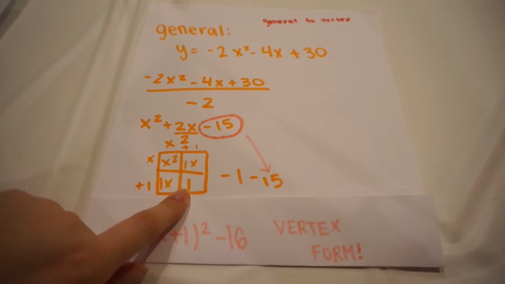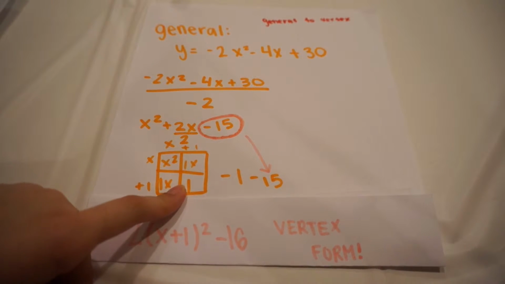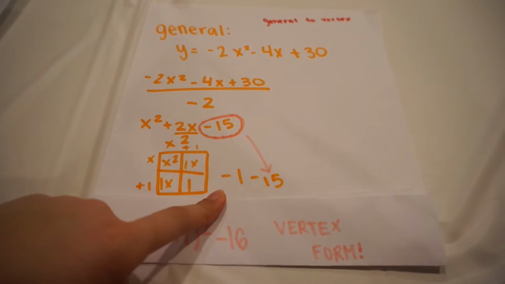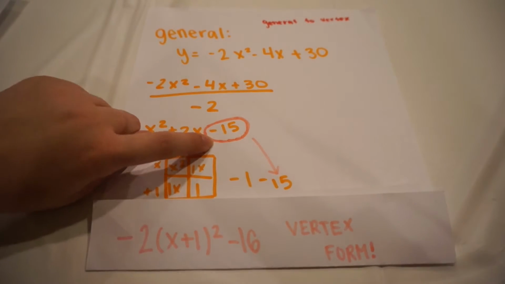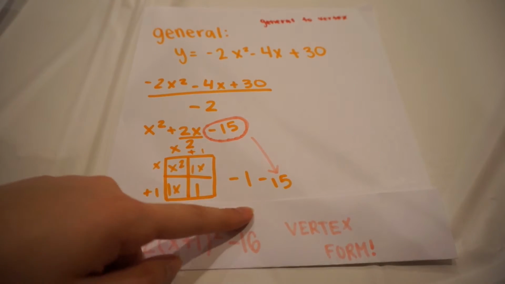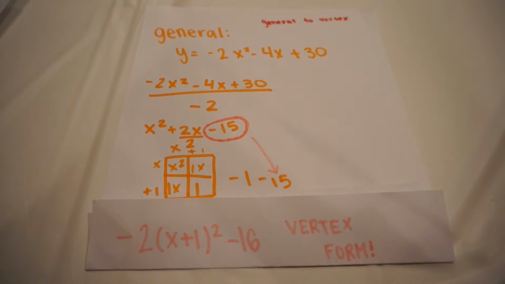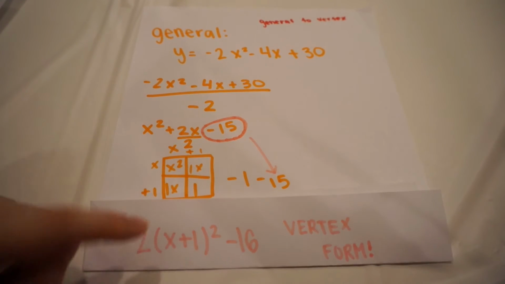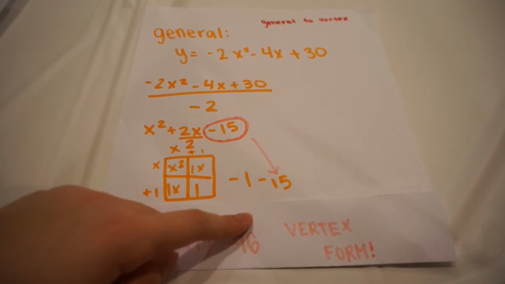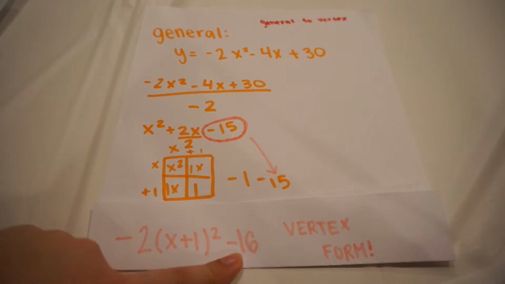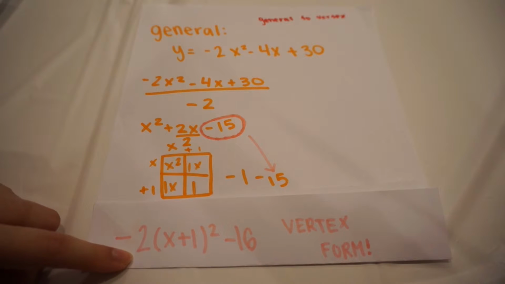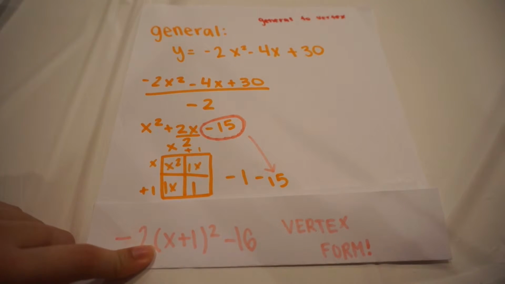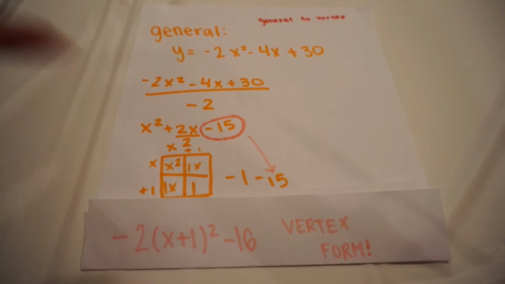Then since we have a positive 1 here in our last term in the box, we're going to have a negative 1, and then we're going to take the negative 15 from our equation up here and bring it down here, because we have to reincorporate it into our final equation. So negative 1 minus 15 will be a negative 16, which is the final term in our vertex form equation, which is negative 2 times x plus 1 squared minus 16.